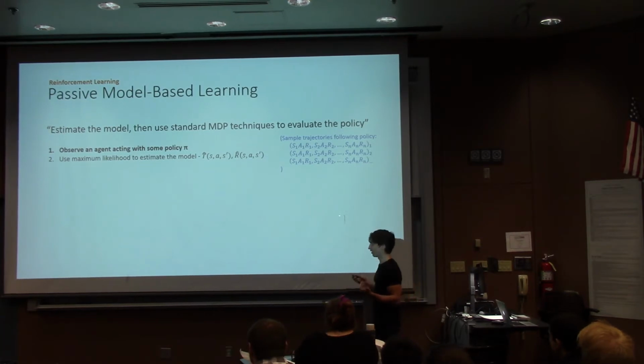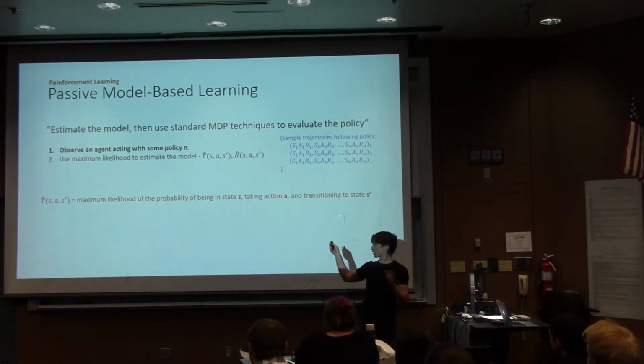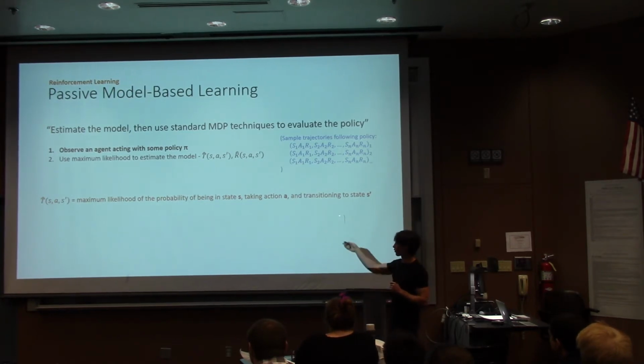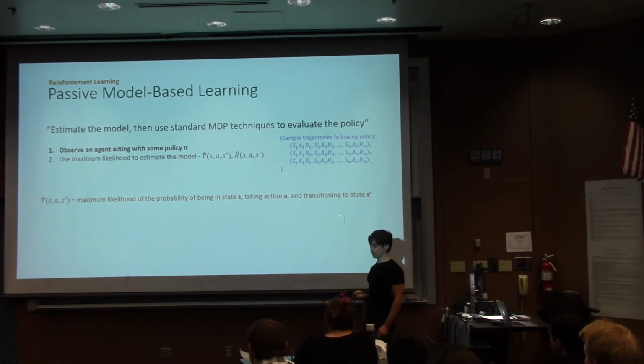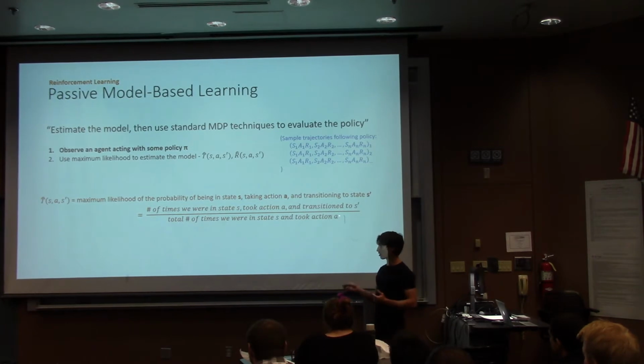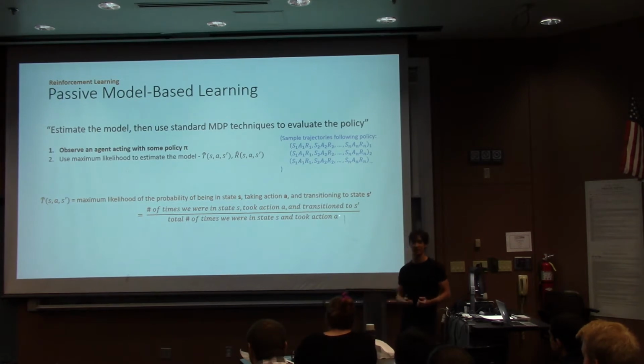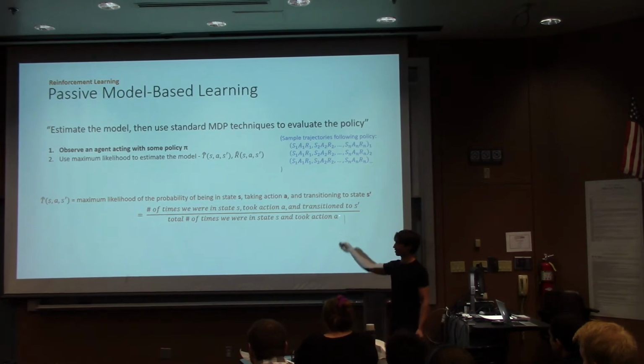Now, you might be wondering, what is the maximum likelihood? You might not have even used that term when you learned it. All maximum likelihood is, in this case, for the transition function, it's the maximum likelihood of the probability of being in state S, taking action A, and transitioning to S prime, which can be calculated by the number of times that you were in state S, took action A, and landed in state S prime, over the total number of times that you were in state S and took action A. That will give you a probability for S, A, S prime.